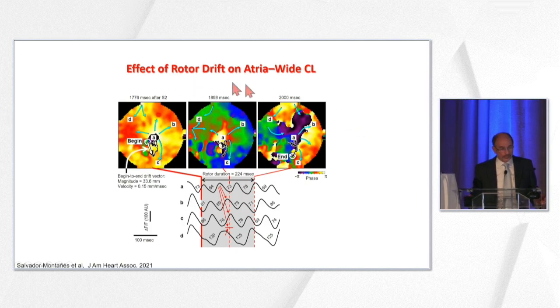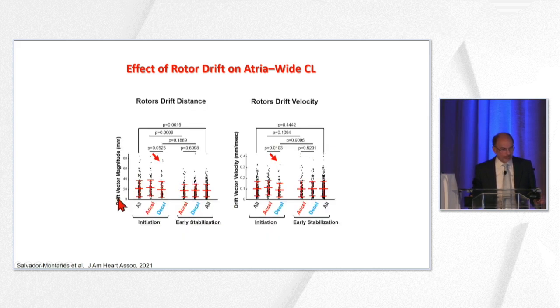So we try to look at the drift. Maybe the drift is different. Here we have a trajectory of the rotor, and we look at the vector that connects the beginning and the end of the drift, and we look at the magnitude and the velocity along that drift. And what we notice is that indeed the magnitude of the drift is larger for those that accelerate compared to those that decelerate, both at initiation, but not when you have early stabilization.